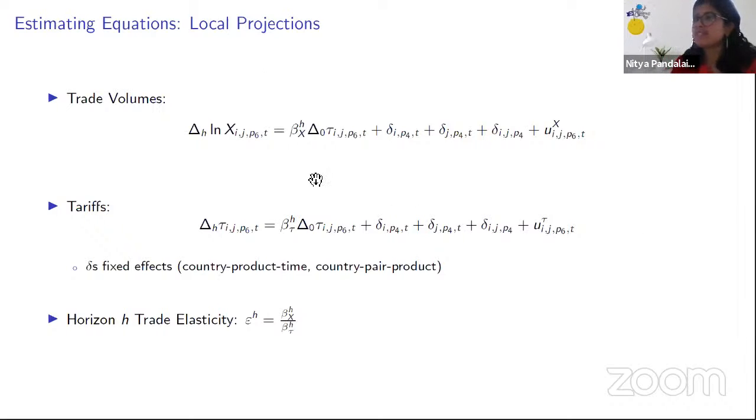So when we do this, the trade elasticity at horizon h is going to be the ratio of beta_h^x divided by beta_h^tau. And of course, this allows for the fact that all initial tariff changes are permanent because then this coefficient would simply be 1.